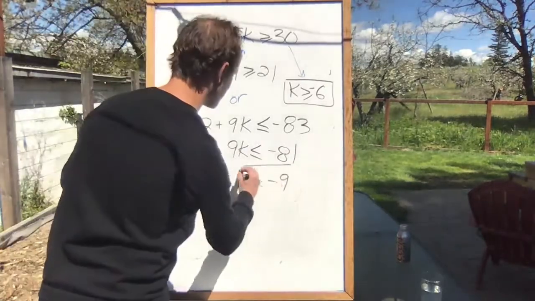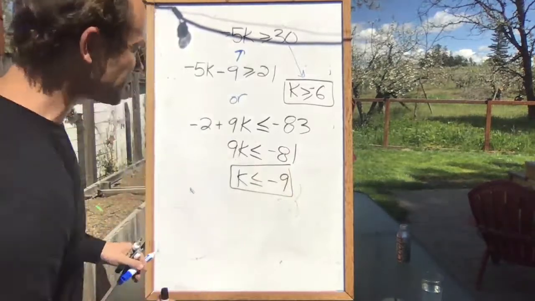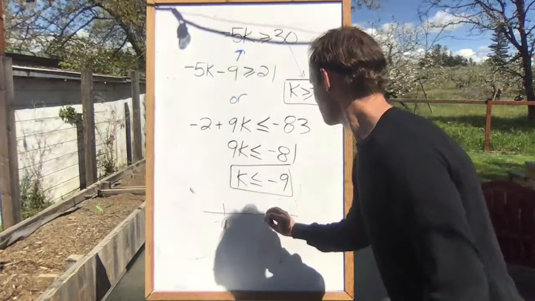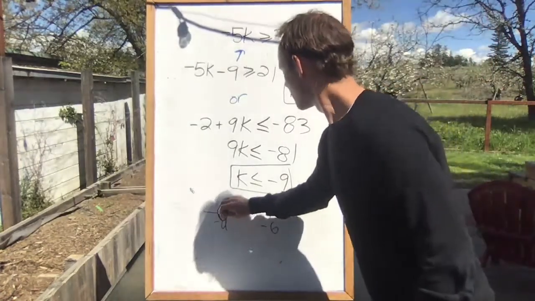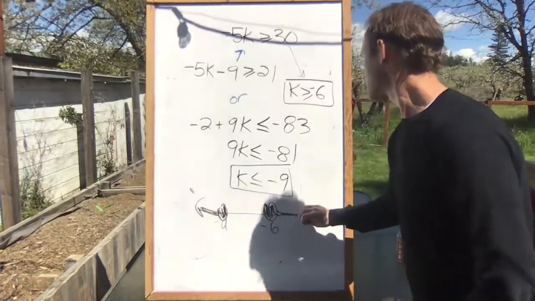All right. I'm feeling like we've got a pretty decent little or situation because I don't think you can satisfy both of these things. There's negative 9. There's negative 6. You've got to be smaller than negative 9 or bigger than negative 6.